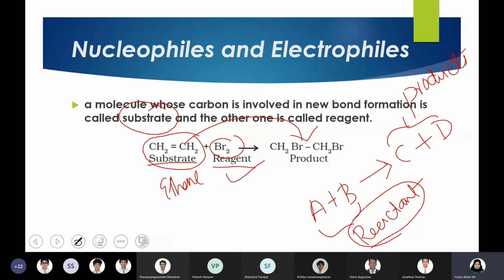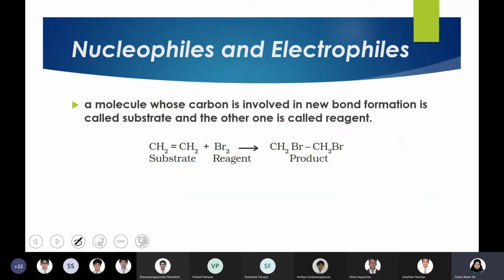The substrate is nothing but the molecule where the new bond formation takes place, where the new substance is actually being added. That is the reaction center, the substrate, where the new bonds are forming. And what else you are adding is called the reagent. So these two terms are important in organic chemistry: substrate and reagent.